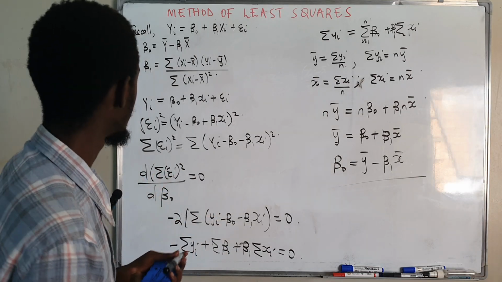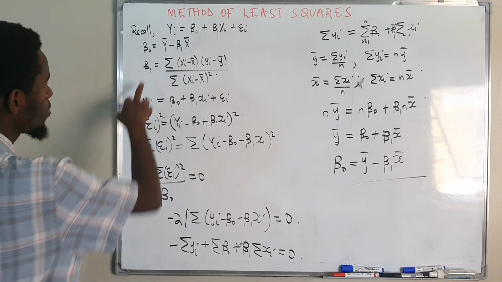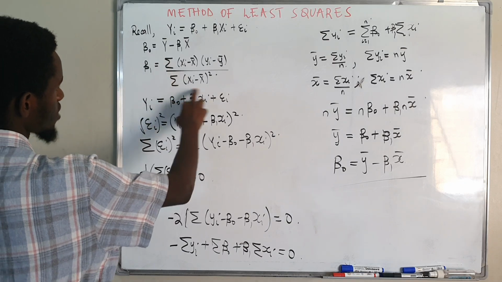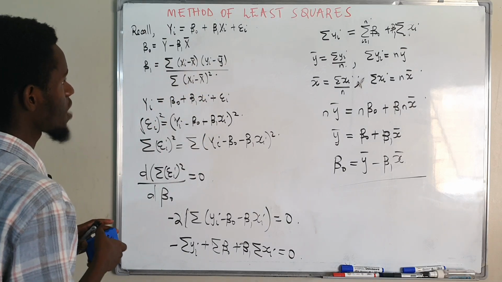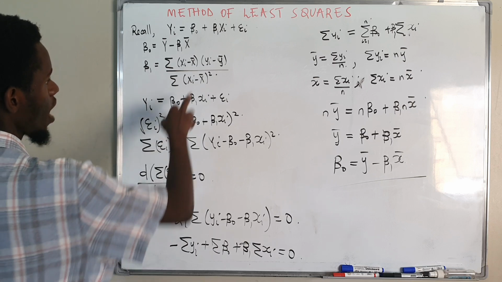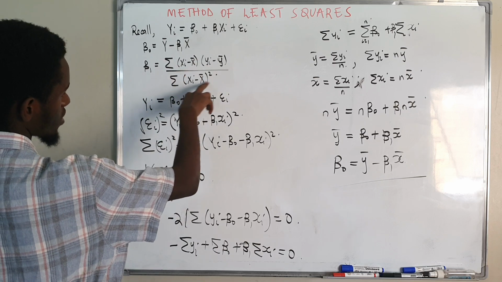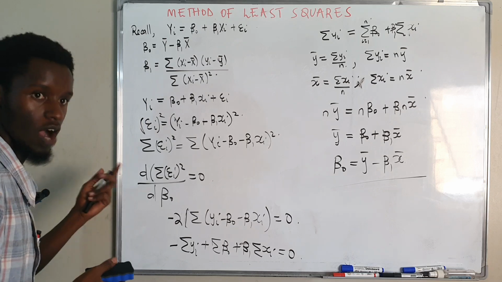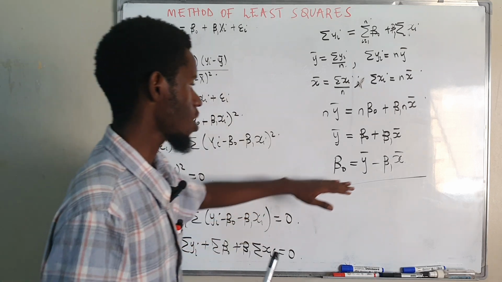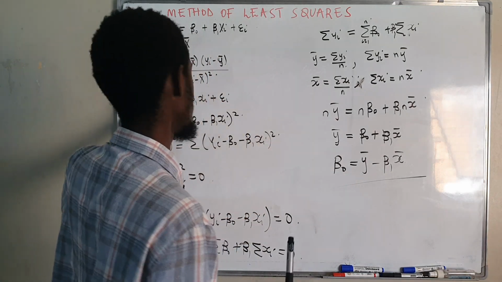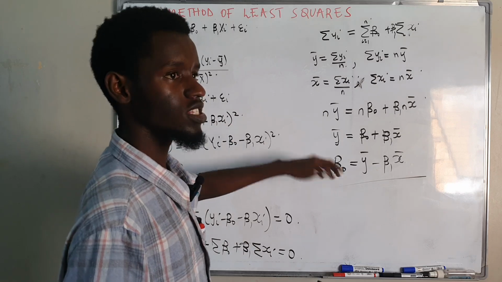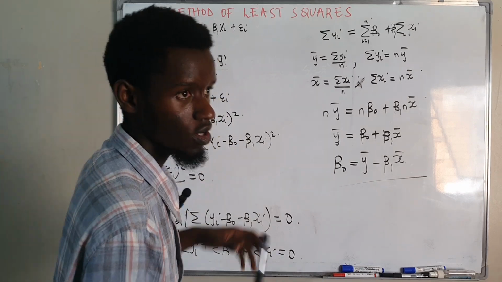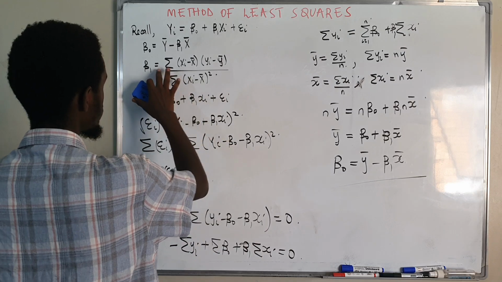Now let us prove how we arrived at our b1, that it is the same thing as the summation of (xi minus x bar) times (yi minus y bar) over the summation of (xi minus x bar) all squared. Let us see how we arrive there. Since we've got our b naught, we can also get our b1. These are the formulas we used in the previous video. I think you recall. Now let us see how we get b1.